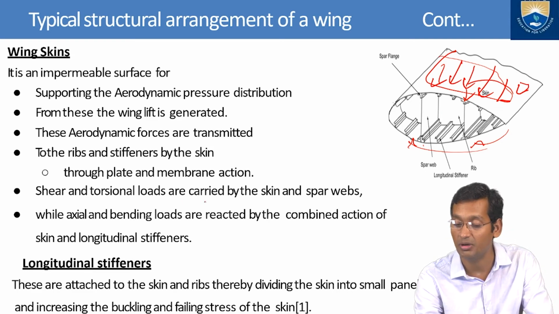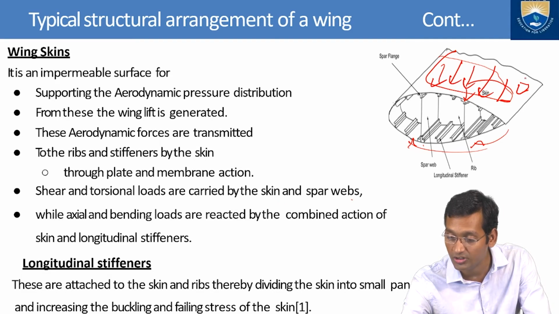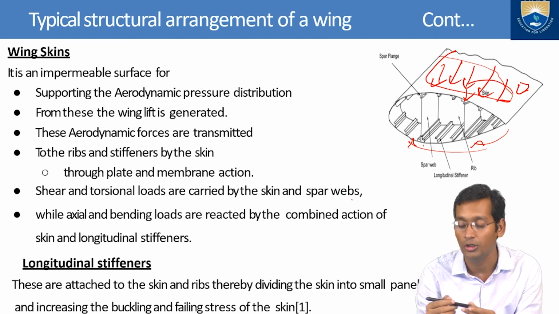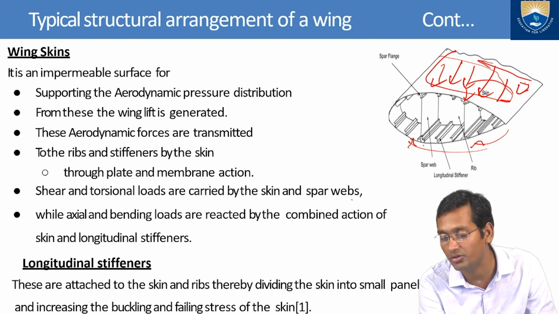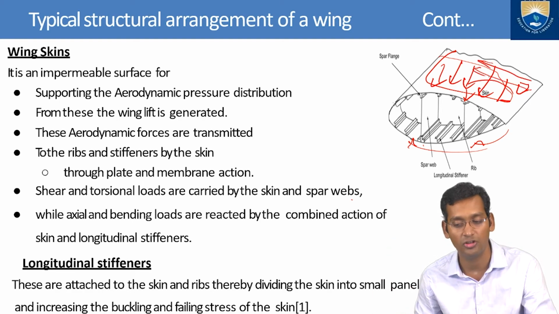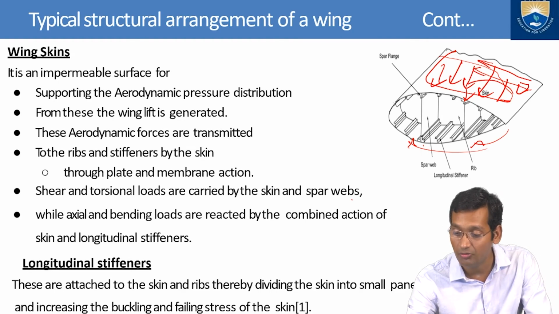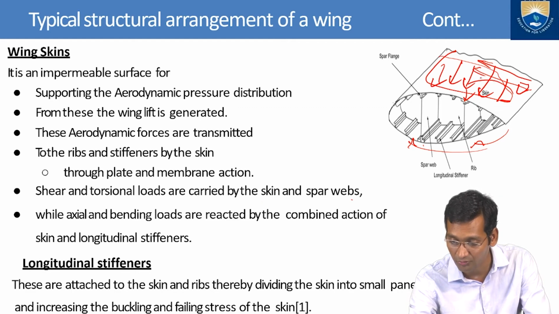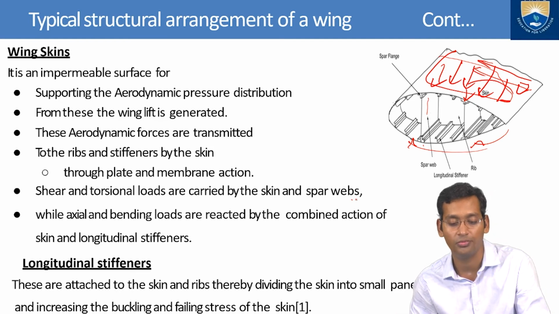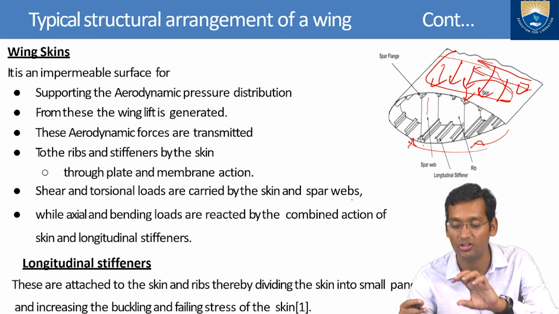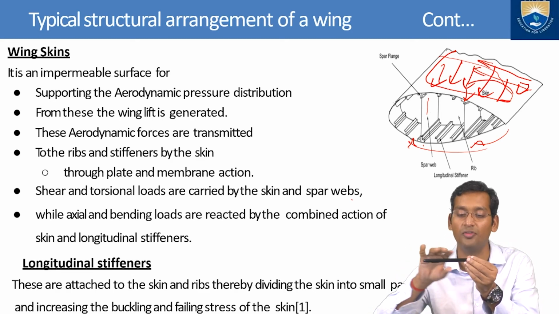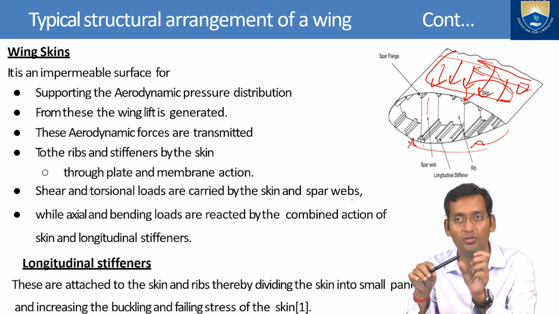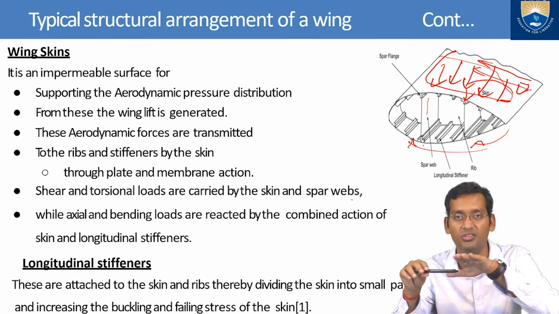Shear and torsional load are carried by the skin and spar web. Shear means, along the surface, if any force is acting, that is called shear. If a force acts like this over the surface, that shear is also experienced by the skin, and by the spar web when it is connected to it. Why torsional? Torsional means something is twisted. Suppose this is lift and the wing gets twisted, then the spar will bend, and by resisting the bending it stays in the same shape.